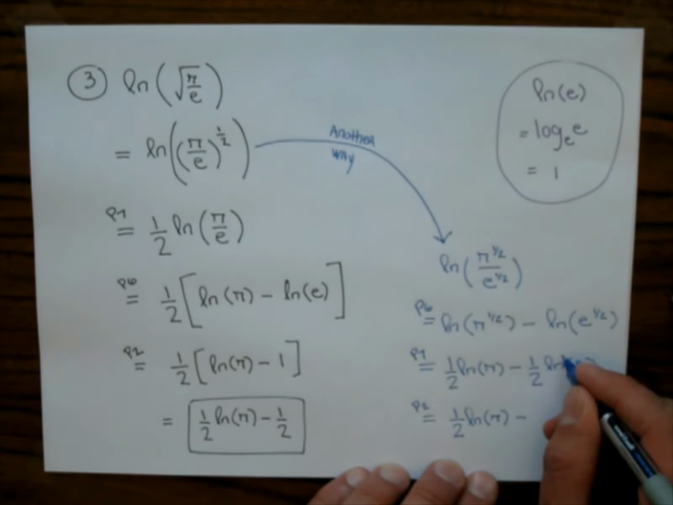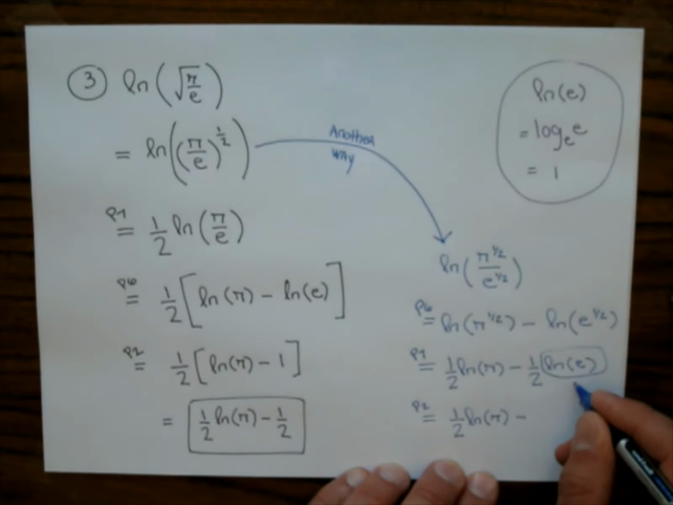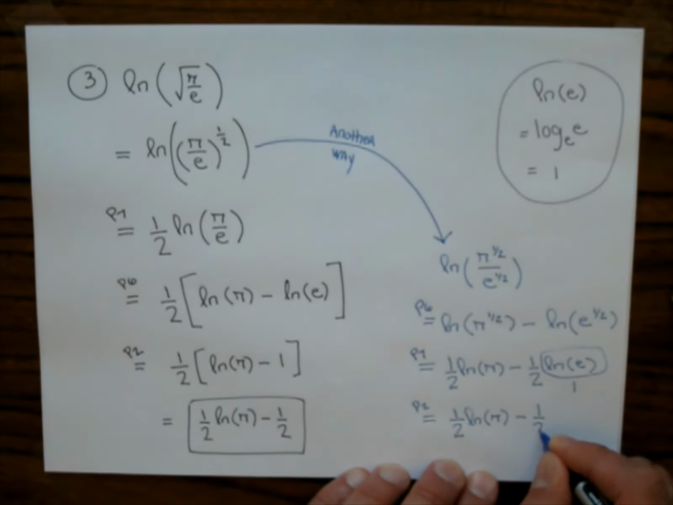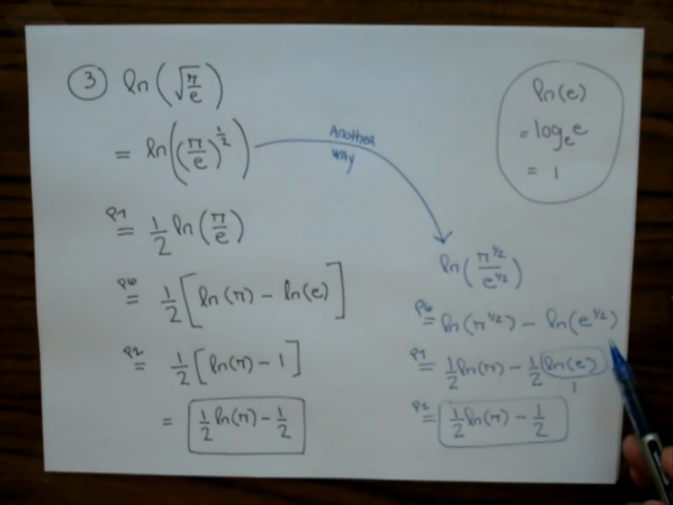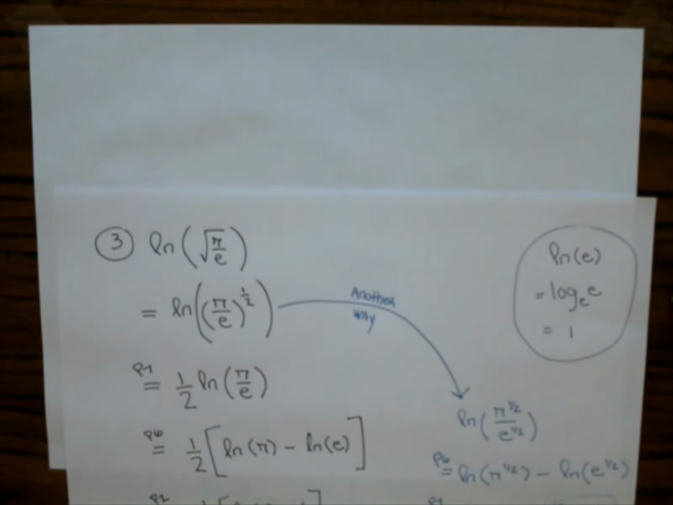So this guy right here, ln e is 1. So we end up getting the same answer. And even over here, we could have done one of our popping properties, which I called the pop-in property. This is log base e of e to the 1/2, just becomes 1/2. So that's problem number 3. Let's go ahead and do problem number 4.